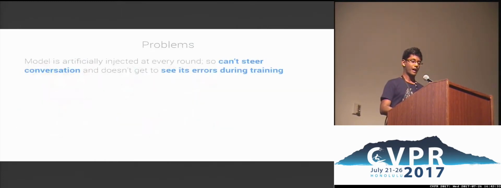And the reason it happens is that the way we are training this model is that given some dialogue history and a follow-up question, it's trained to produce the answer. And irrespective of the answer it produces, at the next round, we feed in ground truth human dialogue history.